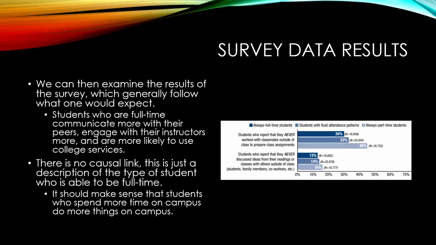Let's look at the actual results of their survey. We examine the results, which generally follow what one would expect. Students who are full-time communicate more with their peers, engage with their instructors more, and are more likely to use college services. There is no causal link. This is just a description of the type of student who is able to be full-time.